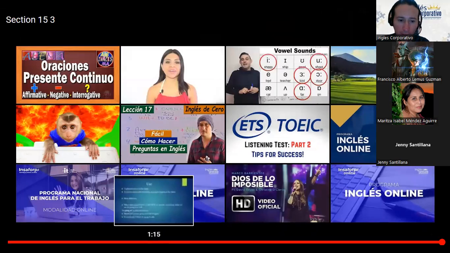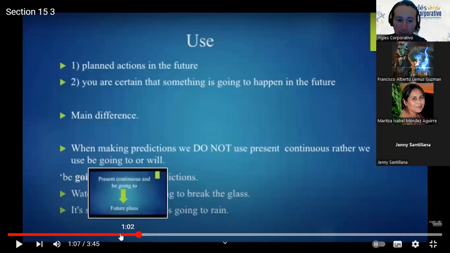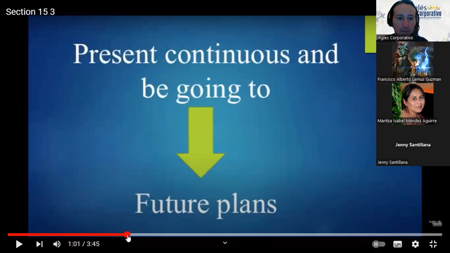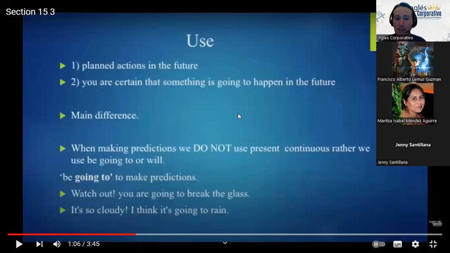All right, guys. So, uses of the present continuous. Just want to go back just to share a couple of things with you, okay? Really quick. So, as you can see, we have the uses for the present continuous here. Okay, and it says, number one, you can use the present continuous for planned actions in the future, okay?